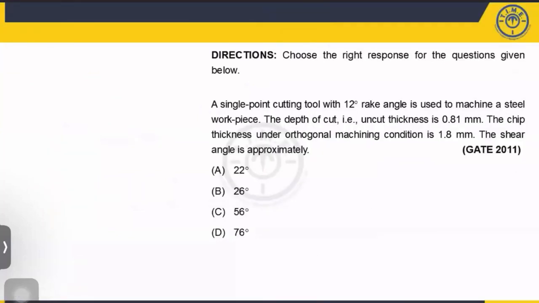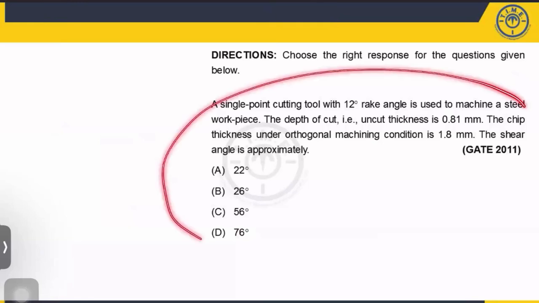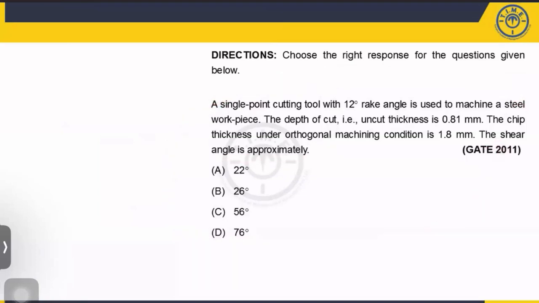Now, I have given you the formula related to the shear angle. Rake angle is given, depth of cut, that is uncut chip thickness, is given, and chip thickness is also given. You have to calculate the shear angle. This question was asked in GATE 2011. Do it fast and tell me which answer will be the correct one.